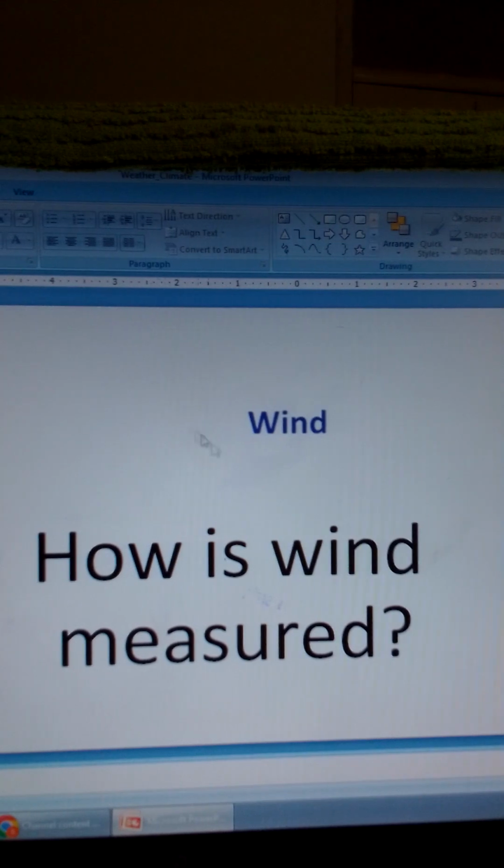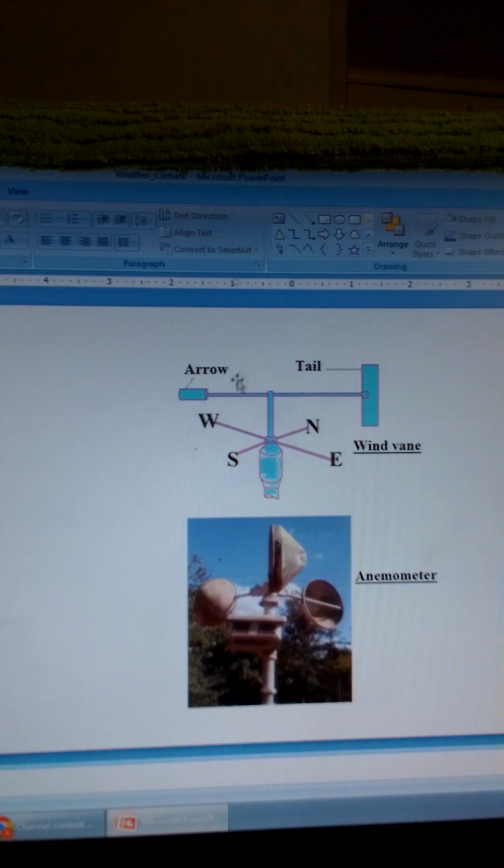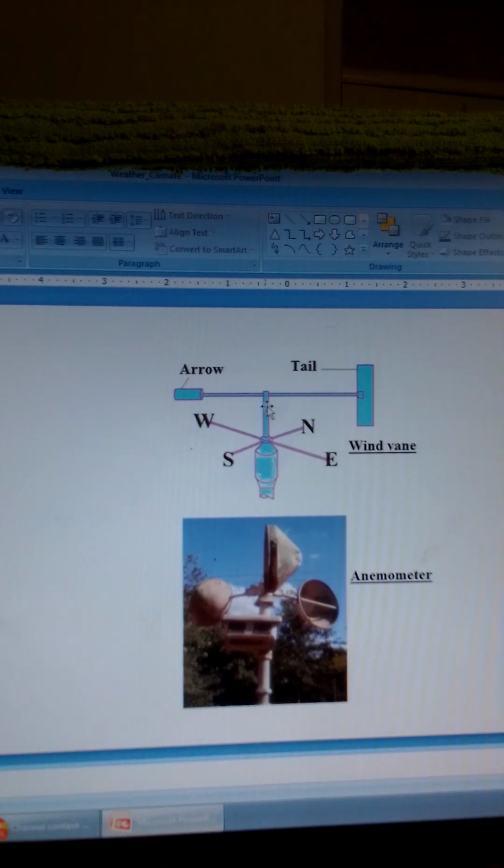Next is wind. How do you measure wind? Wind is measured using a wind vane, and even a windsock and an anemometer. So this is a diagram of a wind vane. A wind vane measures wind direction, that is, the direction from which the wind is blowing. So it has an arrow in the tail, and below this we have the compass points.